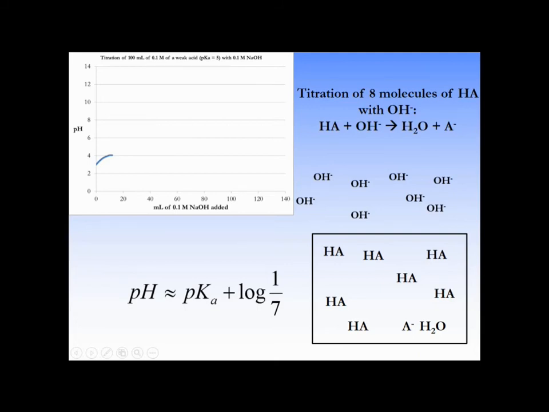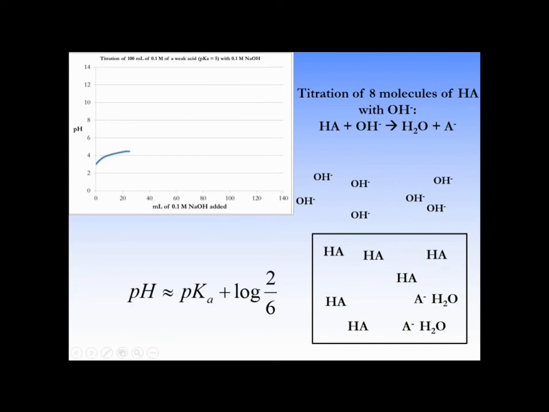Now I'm going to add in another hydroxide. So this would be the case where I've added 25 milliliters. Boom, we get a reaction. And now in this case, at 25 mils added, I'm 1/4 of the way to equivalence.